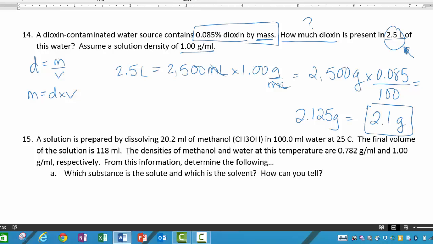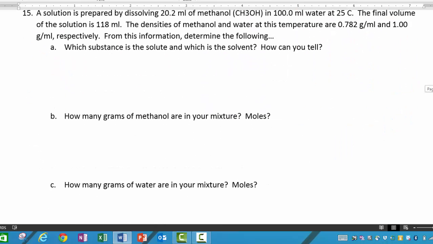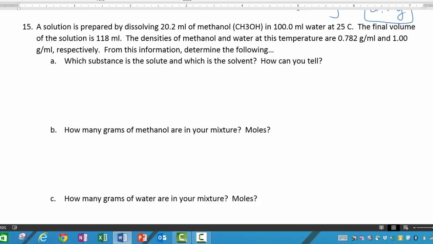Okay, let's look at problem number 15. We're given a solution with methanol and water, and this is a little different. We're probably used to our solutions being a solid dissolved in water, but a solution could be 2 liquids combined, it could be a gas and a liquid, it could be 2 gases. Any homogeneous mixture is a solution. It could even be 2 metals. An alloy is a solution of 2 metals, a homogeneous mixture. So anyways, this is a liquid-liquid solution here.